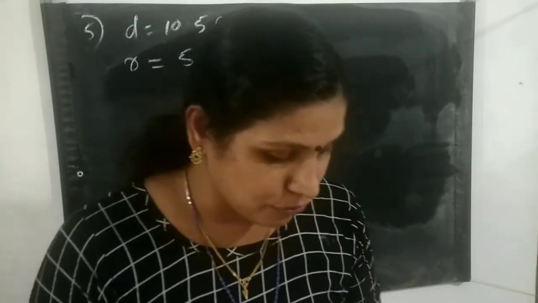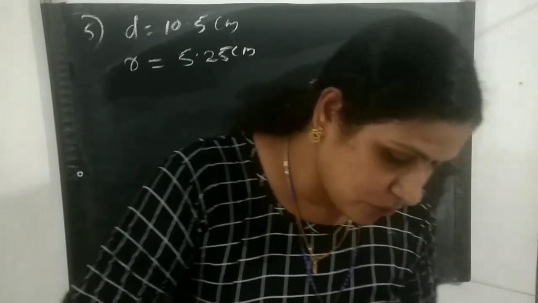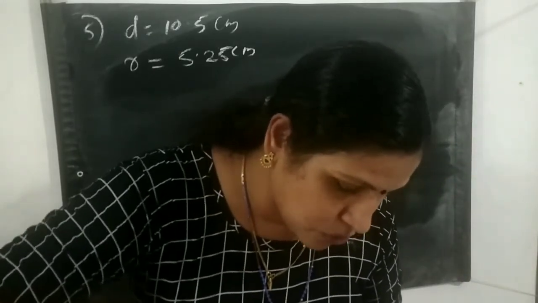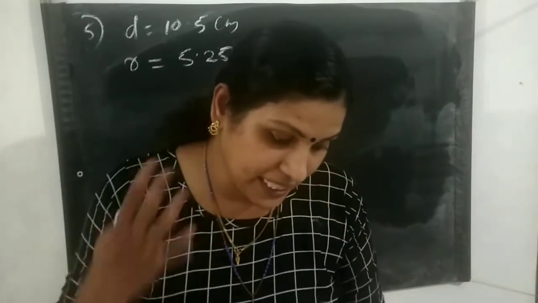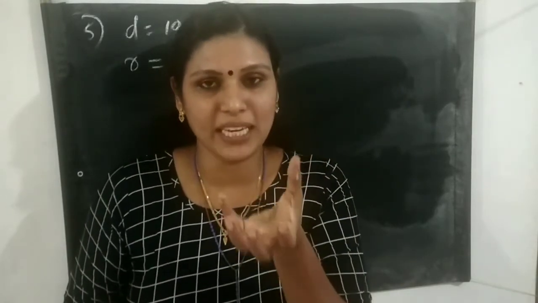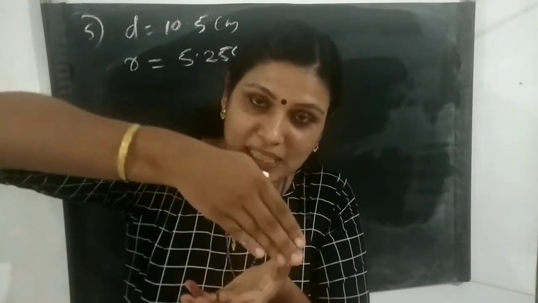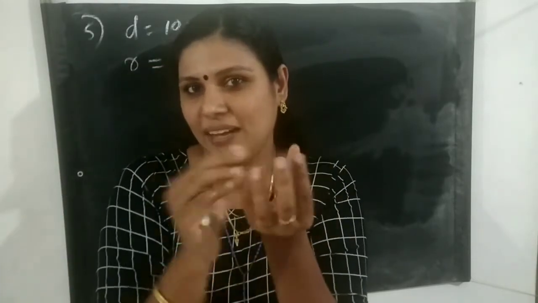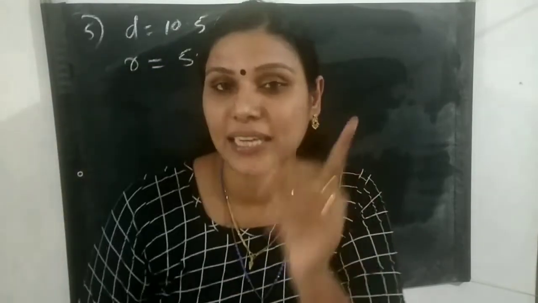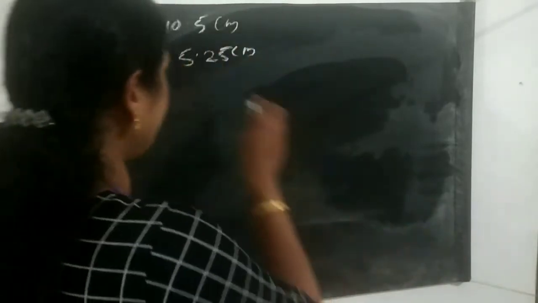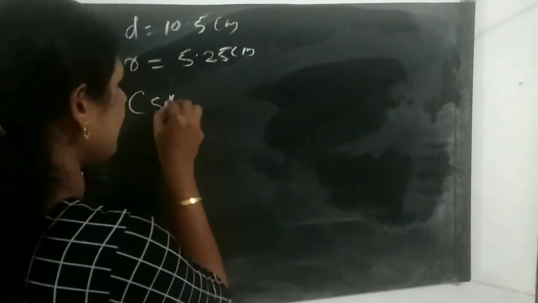Then we have to find the cost of tin plating on the inside. It's a hemispherical bowl, we have to do tin plating on it. That means we have to find the curved surface area. Inside it is curved surface area. So from this, curved surface area is what?